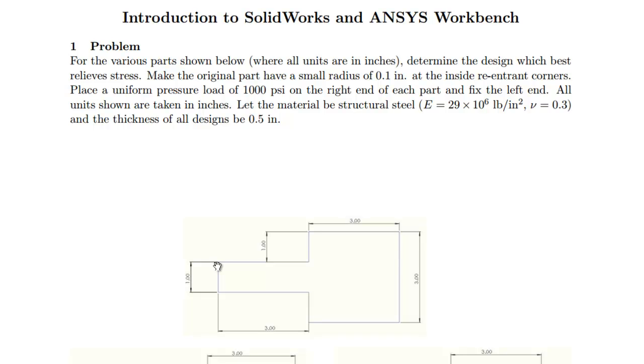Let the material be structural steel. All right, so we got the modulus and the Poisson's ratio for that. And the thickness of all designs to be 0.5 inches thick. So that's the dimension coming out of the page.